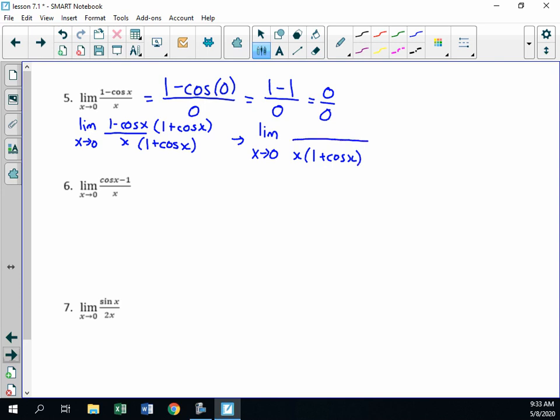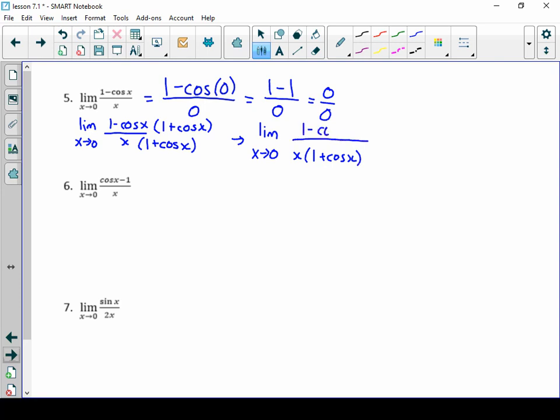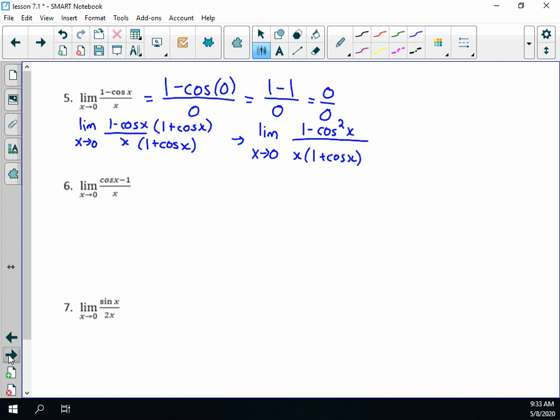And I get 1 minus cos squared. And if you remember that from your trig identities, that is a Pythagorean identity, and that can now be replaced with sine squared x. So that is what I'm going to do. I'm going to write my limit every single time. We can't be lazy. It has to be there. And we get sine squared x over x times 1 plus cos of x.